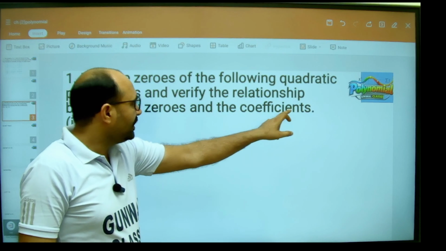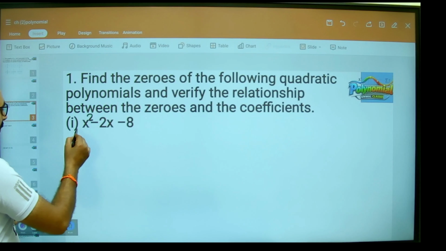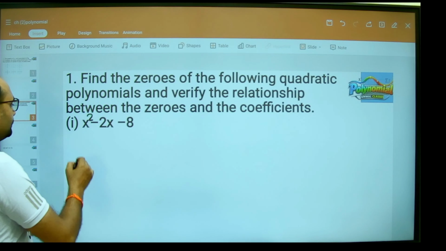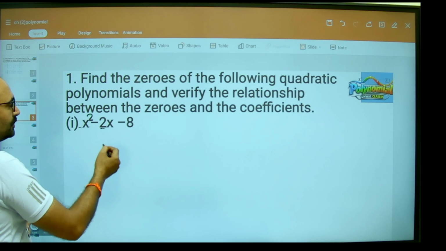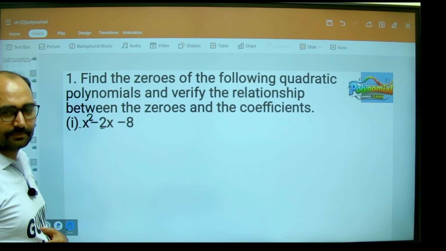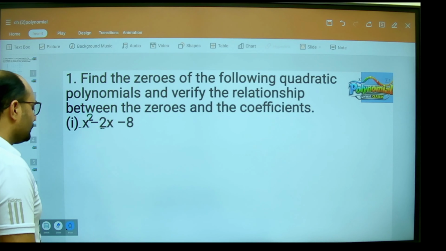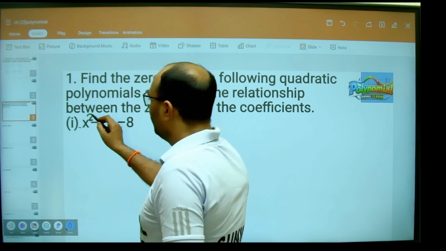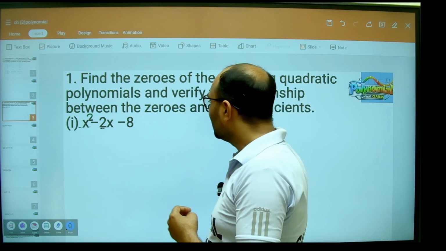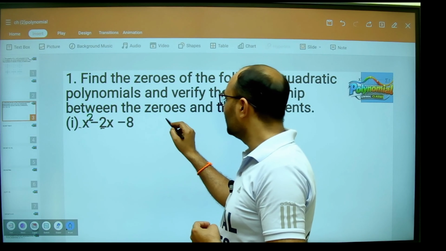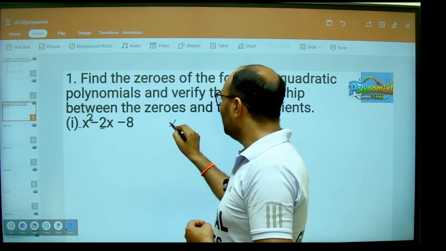What do you mean by coefficient? Number written before the variable. Here the coefficient is 1, here the coefficient is 2 and this is the constant term. If the degree is 2, the maximum number of zeros is 2. Maximum zeros are 2 means two values are there.